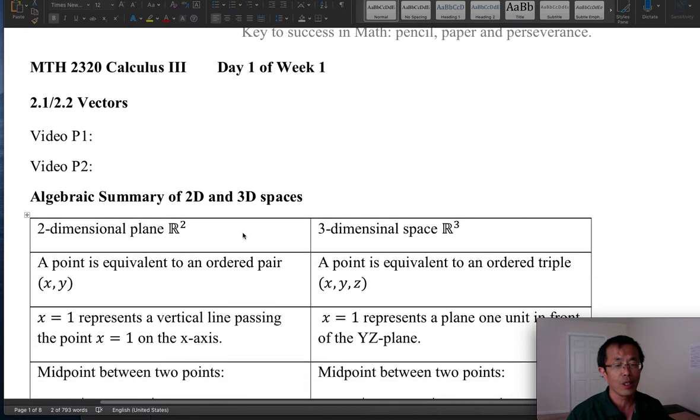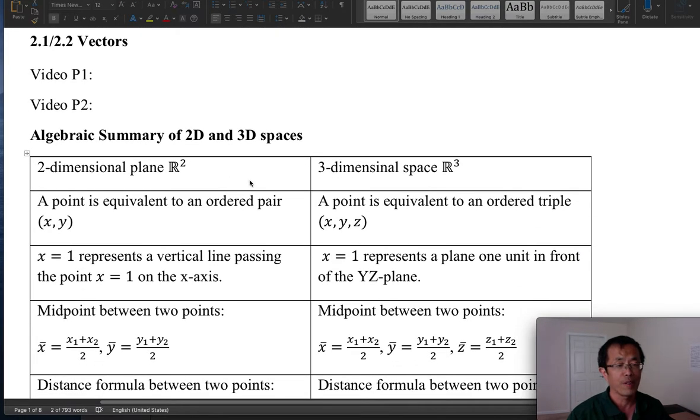Actually, I tried to list out some basic things, the arrangement for the two-dimensional plane and the three-dimensional space. In many ways, they are similar arrangements. In the two-dimensional plane, a point is an ordered pair. And in the three-dimensional space, a point is an ordered triple. So you see they're different, but certainly they are related. They follow a similar arrangement.